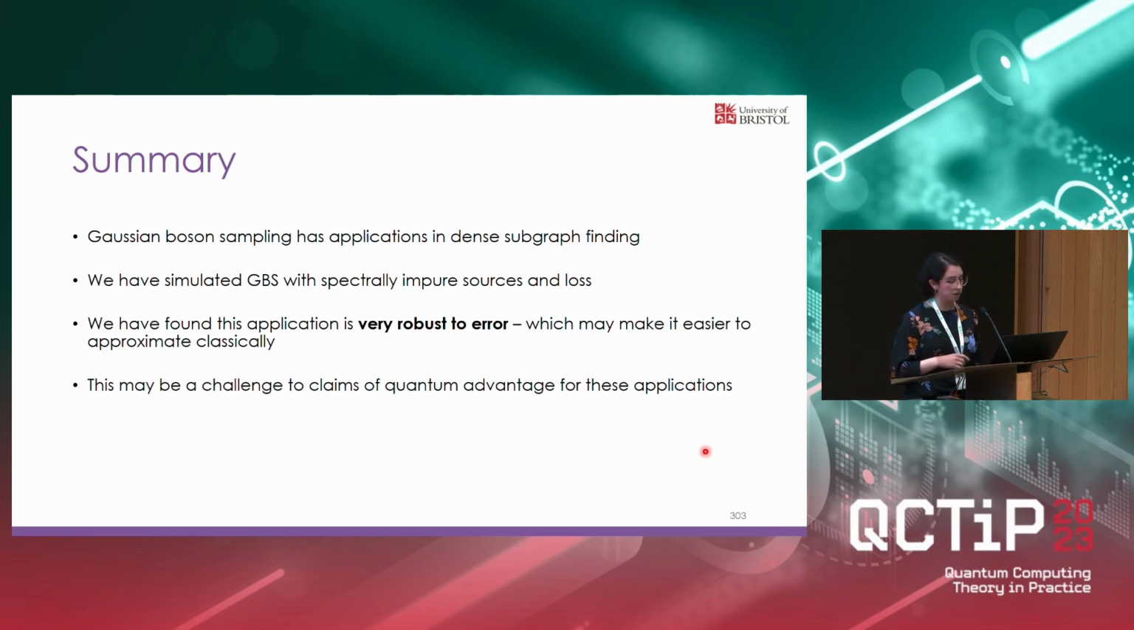So to summarize, Gaussian boson sampling has applications in dense subgraph finding, and that's still true, and it is still useful in this case. We simulated GBS with different sources of error, and we found it was very robust, which suggests that you could bypass building the hardware if you're doing it just for the sake of solving these graph problems. But more work is needed to verify that.